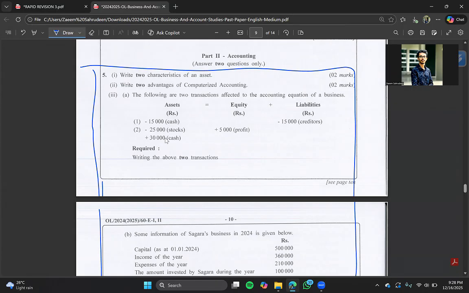Number 3, the following are two transactions affecting the accounting equation of a business. Assets, equity and liabilities are given. There are two transactions happening, and you have to say what has happened. In the first transaction, an asset, cash, is decreasing and a liability, creditors, is decreasing by 15,000. That is, paid to creditors rupees 15,000. In the second one, stock has decreased by 25,000, cash has increased by 30,000, and profit has increased by 5,000. That means selling 25,000 worth of stock for rupees 30,000.